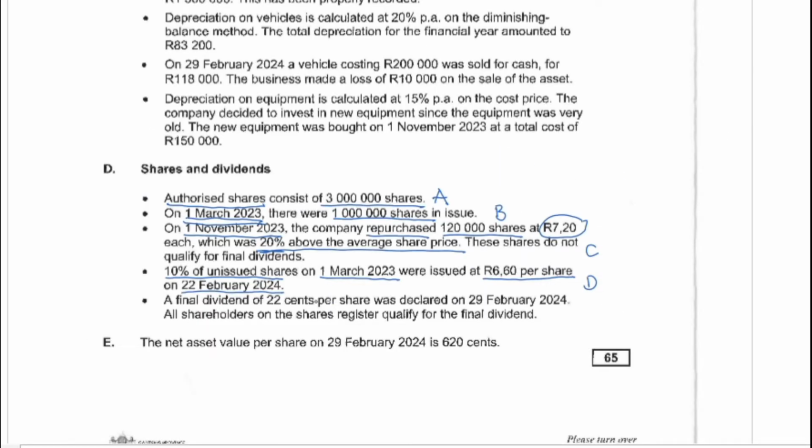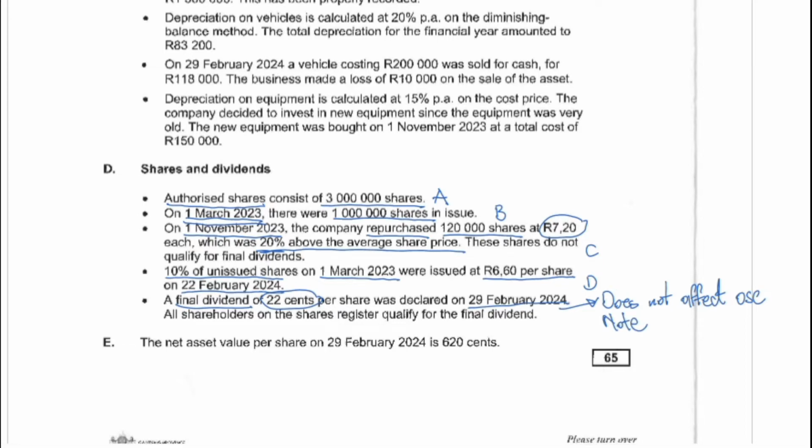A final dividend of 22 cents per share was declared on 29 February 2024. All shareholders on the share registers qualify for the final dividend. This information relates to the dividend that was declared by the company, so it does not affect the ordinary share capital note. We just have to keep it in mind when we are calculating the dividends that were declared by the company and when we are determining the balances of the shareholders for dividends accounts in the balance sheet.